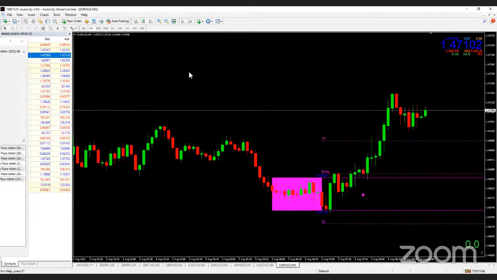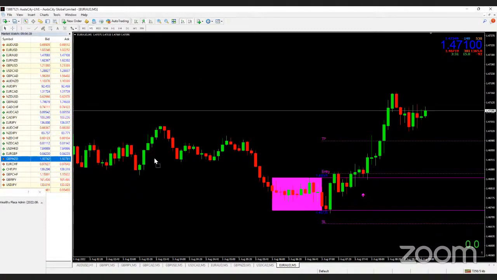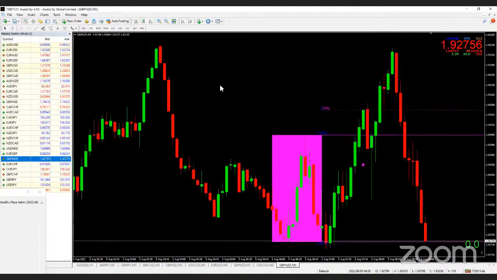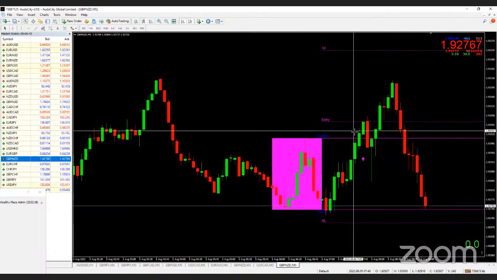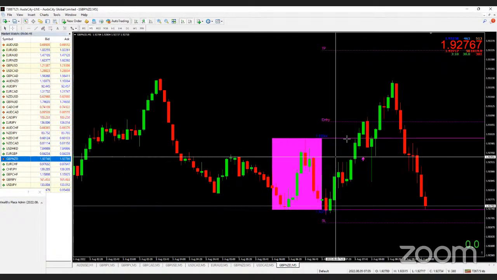Let's go for the pound pairs. Let's say pound New Zealand dollar. Now, don't trade it with any other pair, like I've advised you. I'm just using this to show you an example of a 40 pip stop loss or more.